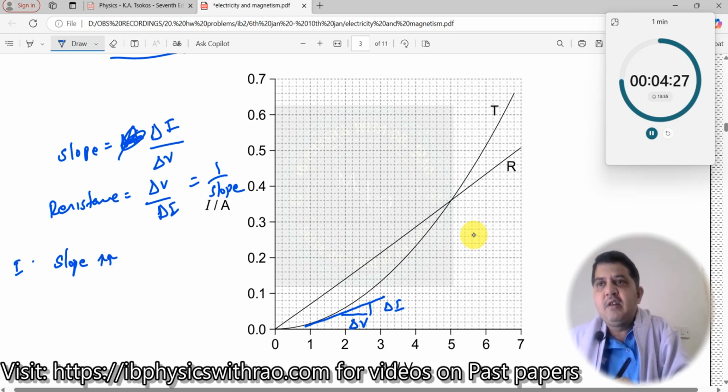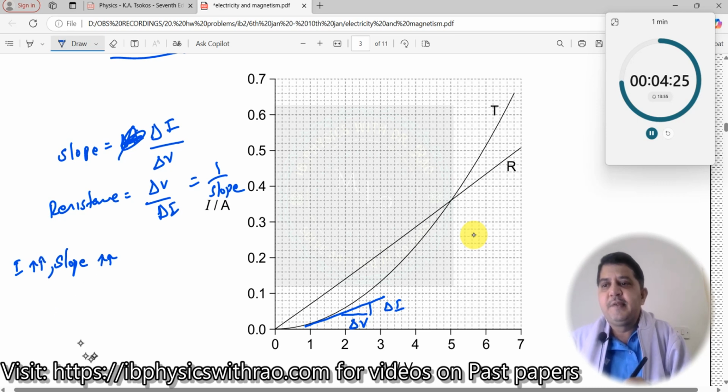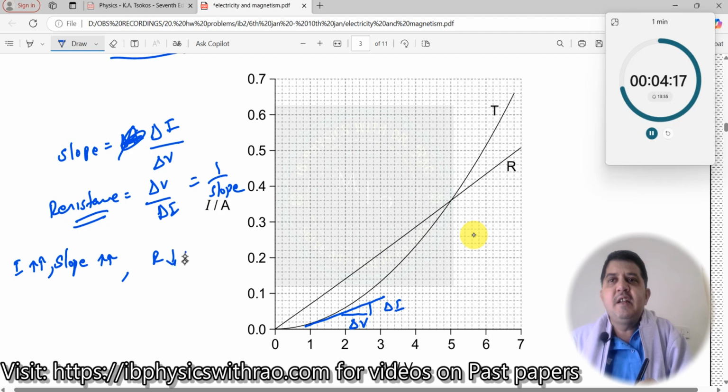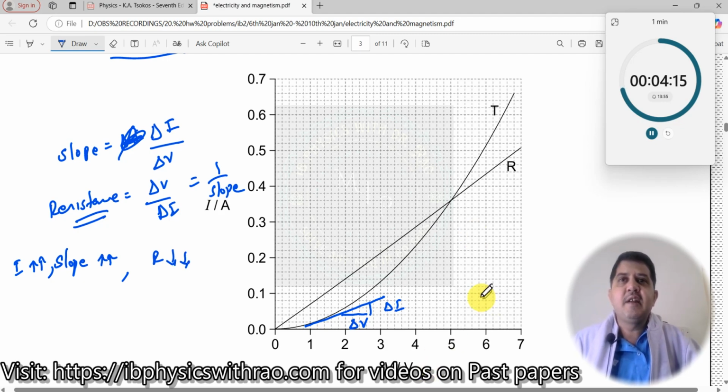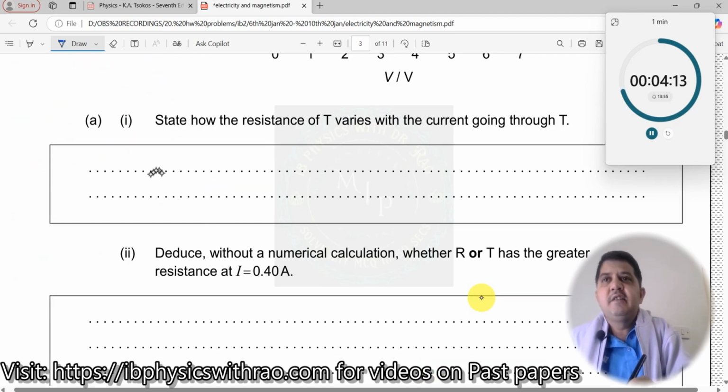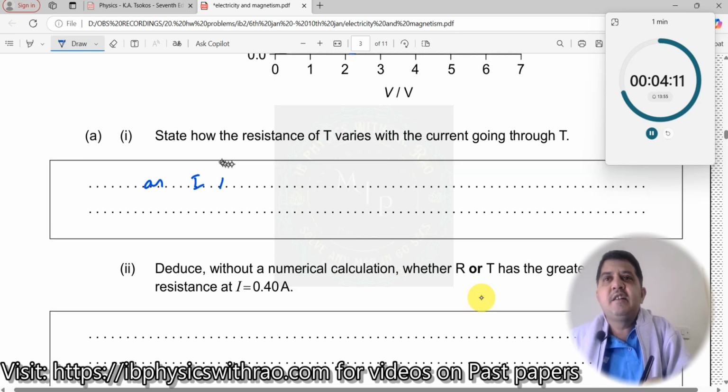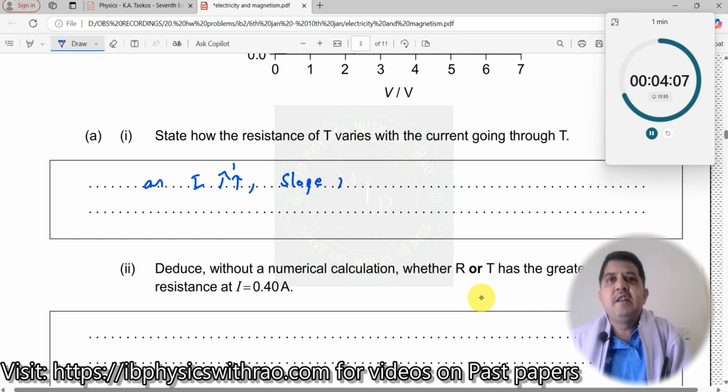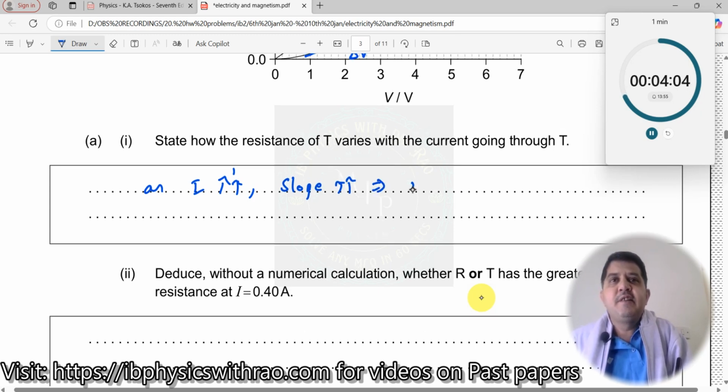Let me write down. When the current is increasing, the slope is increasing. When the slope increases, the denominator increases. When the denominator increases, what happens to resistance? Resistance will decrease. So you should write that as I increases, slope increases. This implies RT decreases.